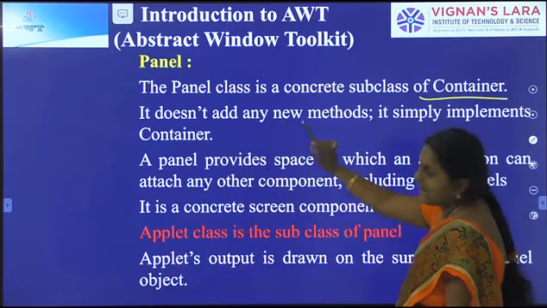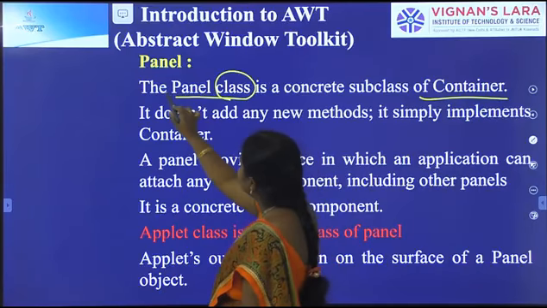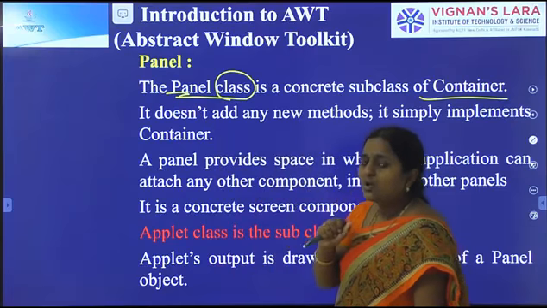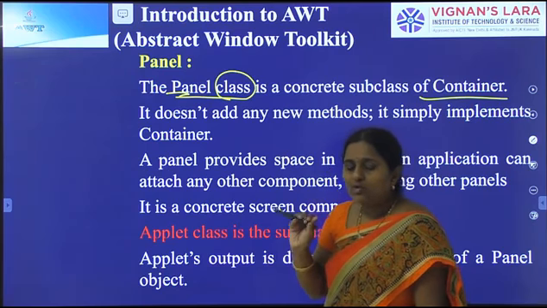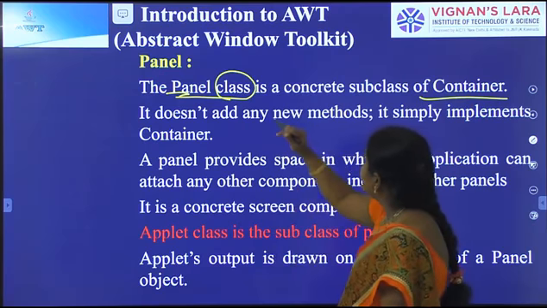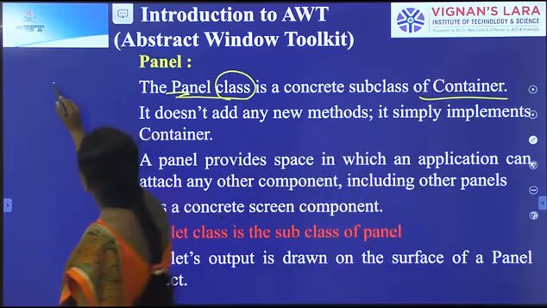The panel is a class. So first of all, what is panel? Panel is a class. It is a predefined class. It is present in the AWT package. In Java, AWT is one of the largest packages. According to the naming rules, the first letter of predefined classes should be an uppercase letter. Here the panel class is a concrete subclass of container. I think everyone is clear about this one.